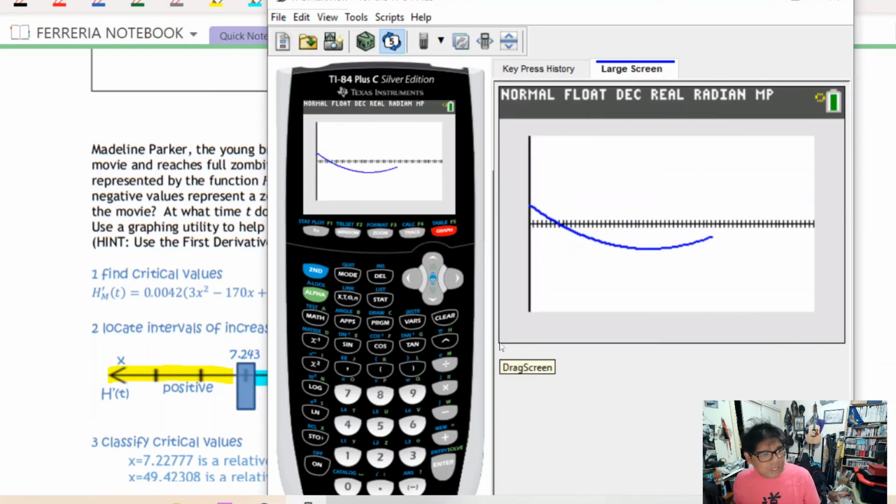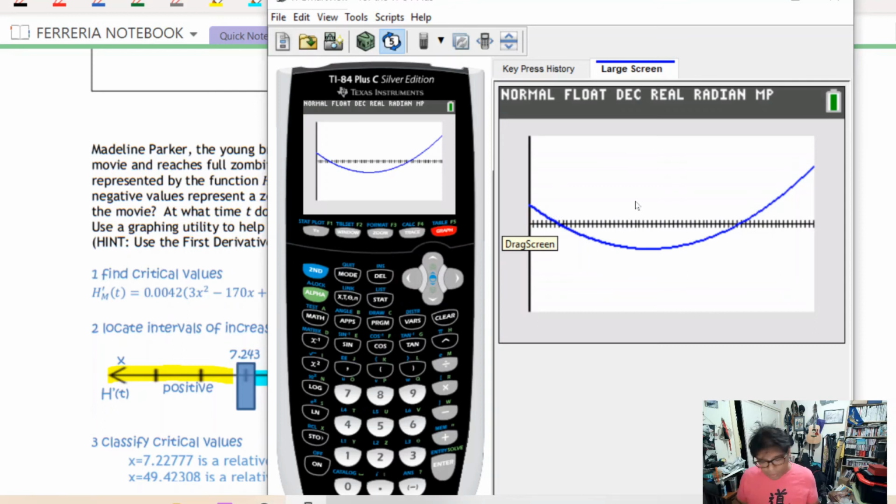Okay, this is h prime, and I think this is a pretty good window. This right over here is where the derivative equals 0. This right over here is where the derivative also equals 0. We can also see that the derivative changes from positive to negative to positive. Remember, this is a graph of the derivative.